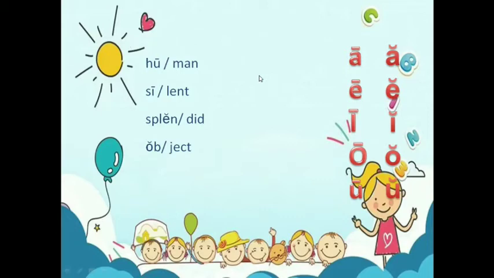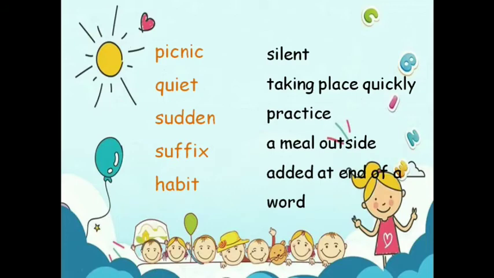Okay, easy. Just forget about the symbol, okay? Human, silent, splendid, and object. Okay, good. Next, we still have another two-syllable words. They are picnic, quiet, sudden, suffix, and habit.